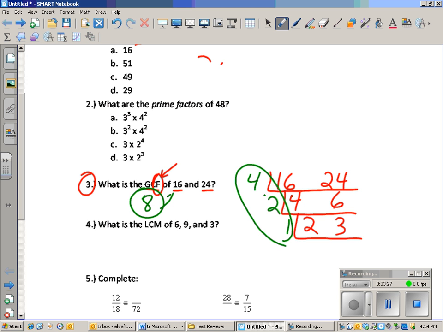I'm going to look and make sure 8 does go into 16. 8 does go into 24, and I can't think of a larger number. So voila. We're going to go on to the next one, number 4.